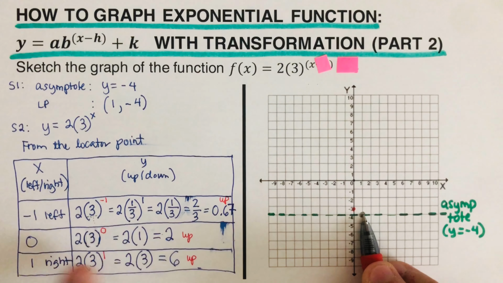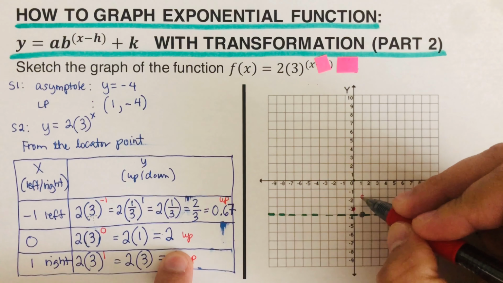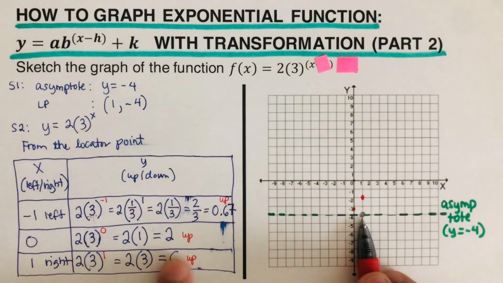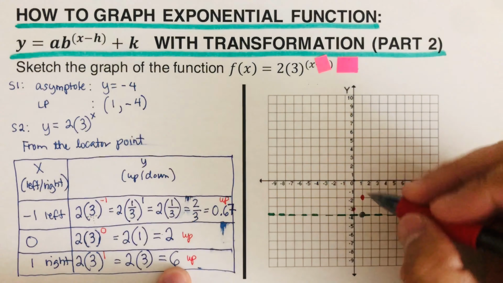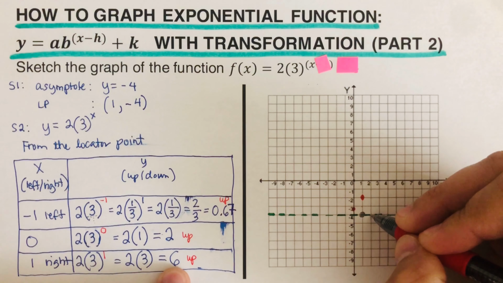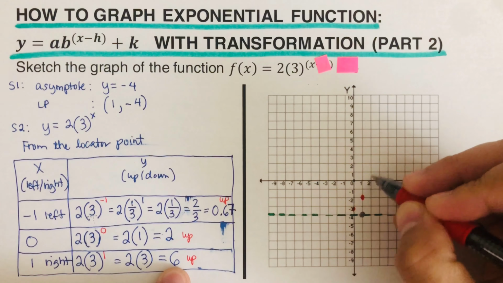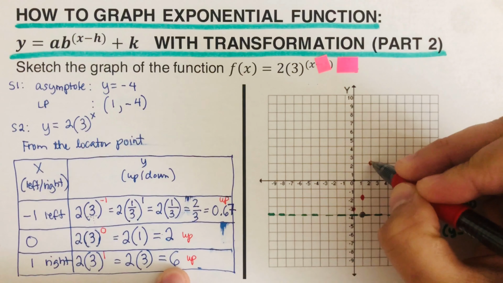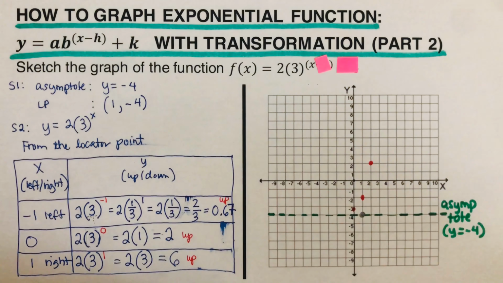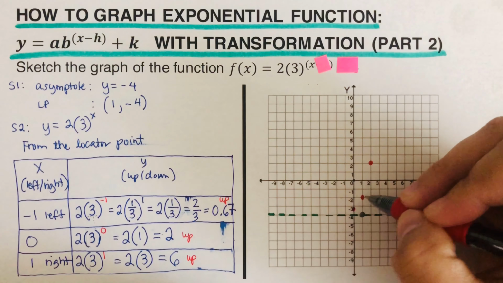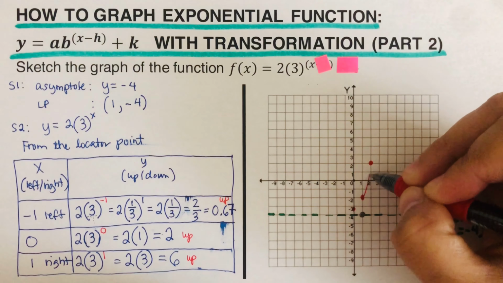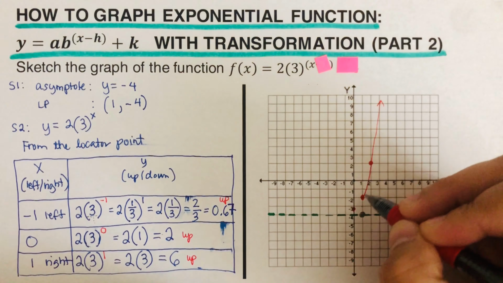The next dot is 0, so that means I'm not moving anywhere, but I go up 2. So 1 and 2, so this is the next dot. And then from the locator point, I go 1 to the right and then 6 up. So it's going to be 1 to the right and go up 6: 1, 2, 3, 4, 5, 6. So this is the next dot right here. So then I can go ahead and connect the dots together. So this is the first half, and then this is the other half.